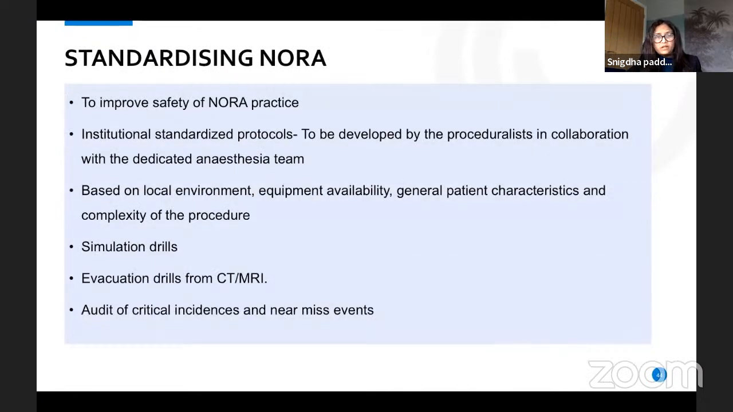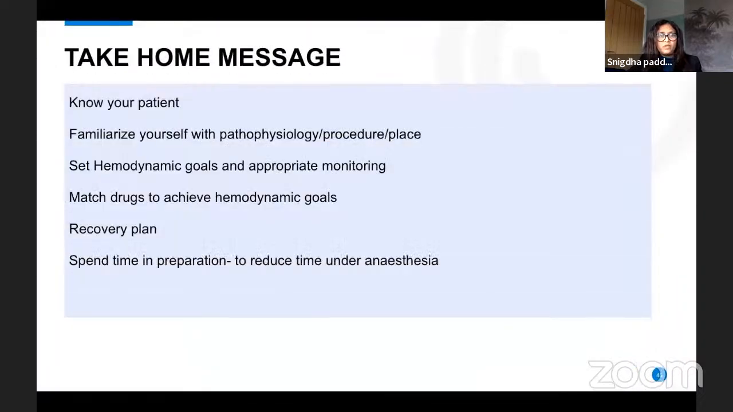Now, how do we standardize NORA? The recommendation is that the institute should standardize protocols, and it can be developed by the proceduralist in collaboration with the dedicated anesthesia team, taking base local environment, equipment availability, general patient characteristics, and complexity of the procedure into consideration. All this can be supported by simulation drills, evacuation drills from CT, MRI, and audit of critical incidences and near miss events.